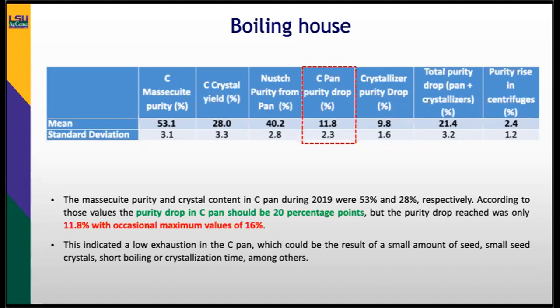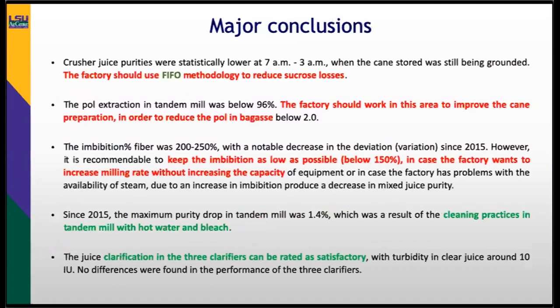So they have a low efficiency here. This indicates a low exhaustion in the C-pan, which could be a result of a small amount of seed, a small seed crystal, short boiling or crystallization time, among other factors that could affect the efficiency in the C-pan. We are going to work with this factory to try to figure out which of those factors are affecting the C-pan efficiency. The results that I already showed you are just some of the results that we obtained for this analysis, but here I'm going to show you all the conclusions that we got.